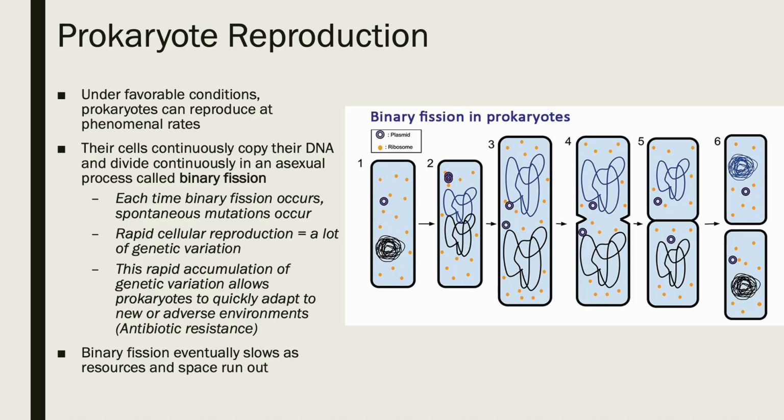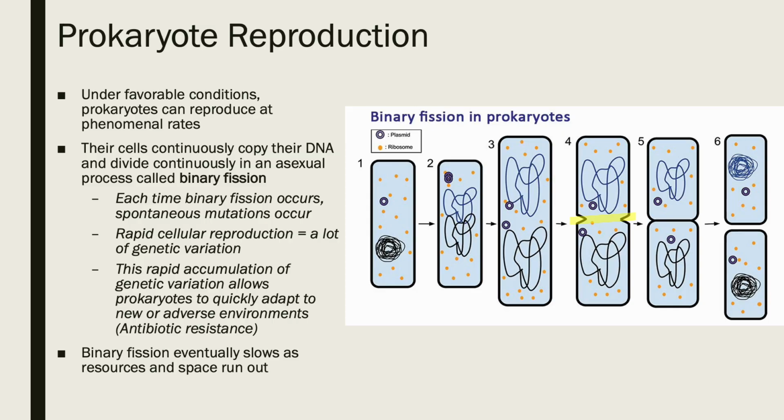Everything in the cell will double and then the cell will cleave into two, and then there you go. Identical, similar to cloning, although little mistakes can accumulate, etc. So the cells continuously copy the DNA, they divide continuously. This is an asexual process.